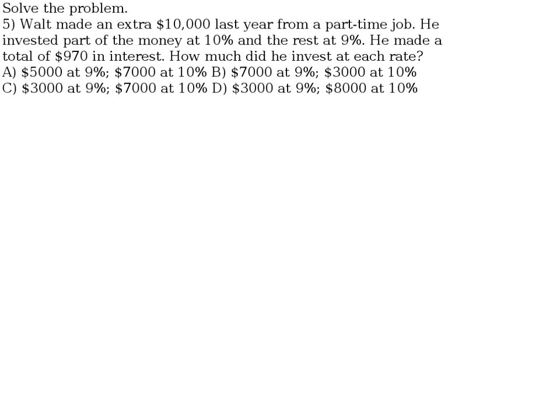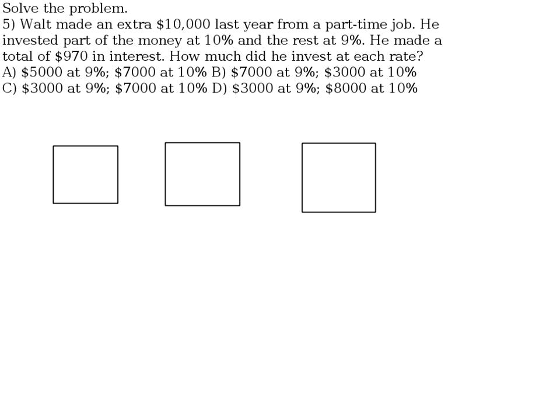Okay, we want to solve the problem. Walt made an extra $10,000 last year from a part-time job. He invested part of the money at 10% and the rest at 9%. He made a total of $970 in interest. How much did he invest at each rate? One way to set this problem here would be to illustrate this way. So we have two accounts here.